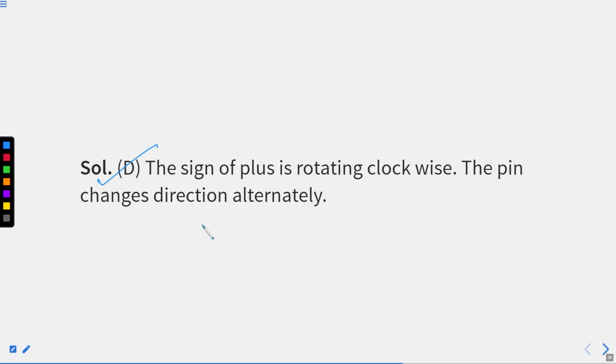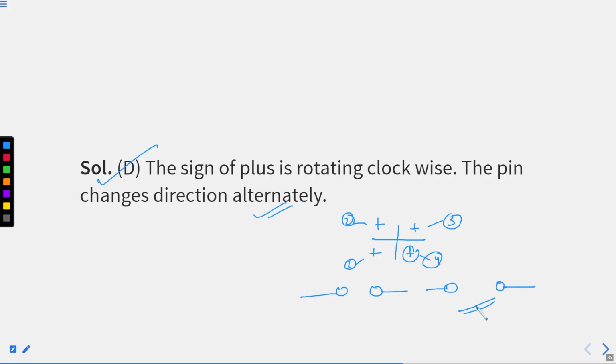Students, you can see even without seeing the options, we are able to draw, because now we know the method or the approach we are supposed to follow for every question, right? The sign of plus is rotating in clockwise direction. Initially the plus sign is here in the first part, here in the second part, here in the third part, and it will be here in the fourth part. So our answer contains plus here itself, right? And the pin changes direction alternately. Initially the pin is in this direction, then in this direction, then in this direction, and finally in this direction, right? This is how we are marking the answers, right?